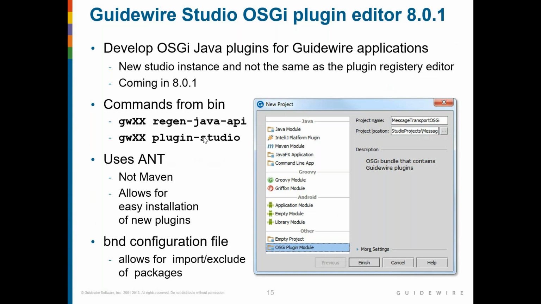So basically, they're telling you how to run the commands from the command line. Go to the bin directory, right, and run those GWCC, GWPC, regen Java API, plugin studio. It will just regenerate all those APIs. So you used to use Ant, not Maven, right? It allows for easy installation of new plugins. The BND pro configuration file, if you go to the settings, you will be able to see all these things. IntelliJ platform, Maven, all inbuilt, right? OSGI plugin module. These are the inbuilt ones.